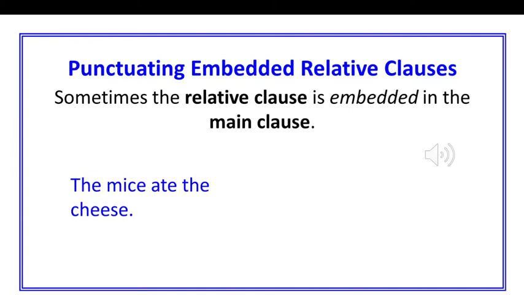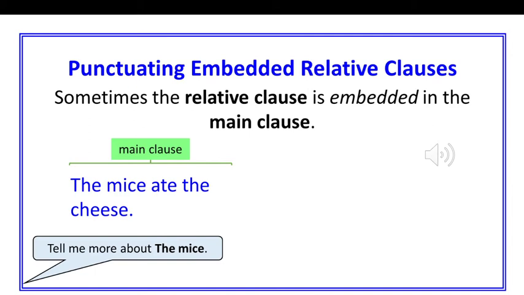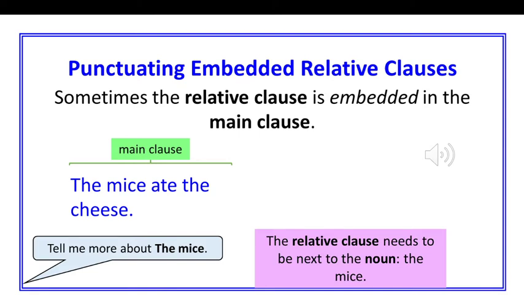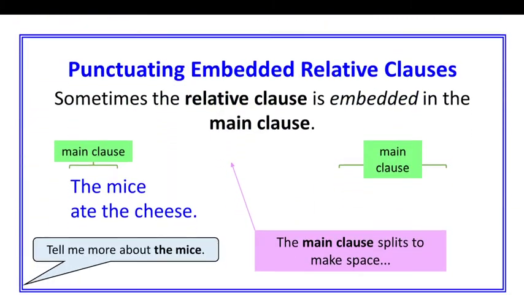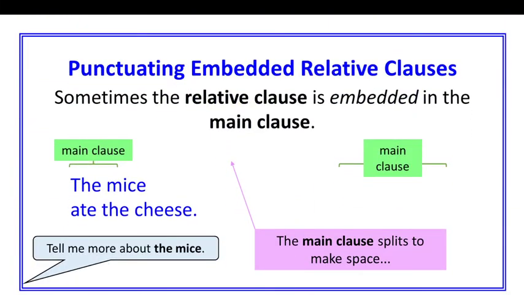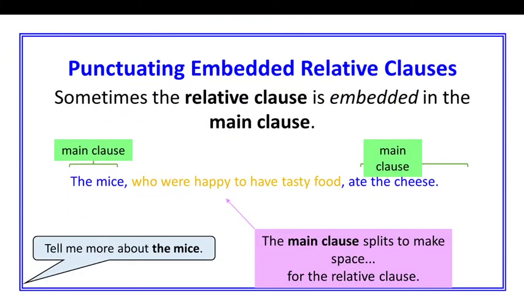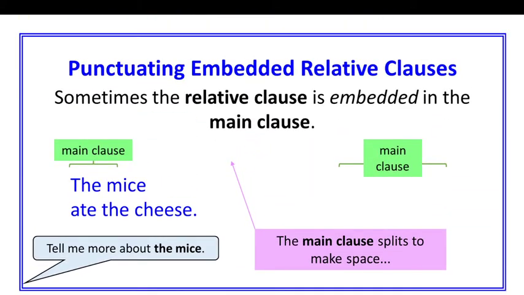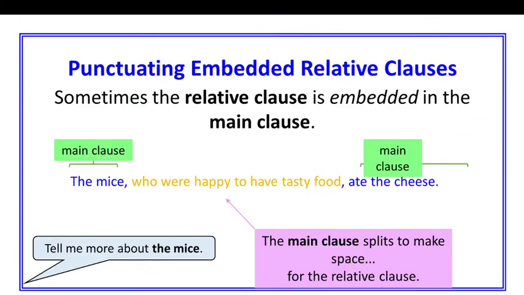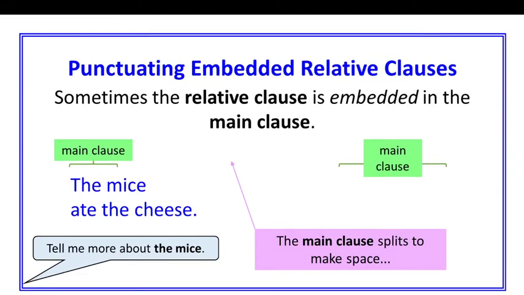So the mice ate the cheese. So that's our main clause. And to tell the reader more about the mice, we're going to add a relative clause. And that relative clause needs to be next to the noun, which is the mice. So what we've done here is we're going to split that main clause and put a relative clause in the middle. You can see that we're going to move it and make some space to allow us to put a relative clause in the middle.